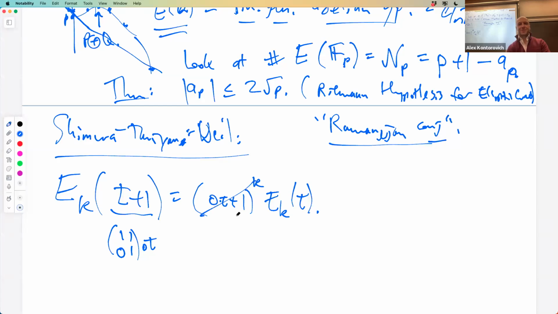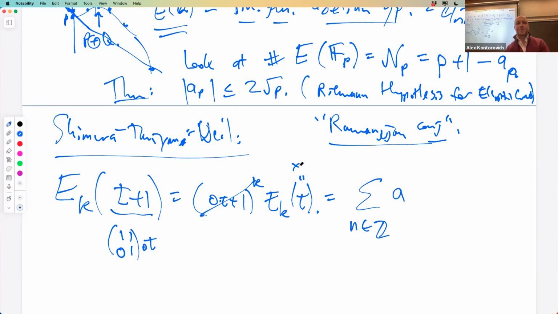So it's just 1. Okay. So E_k of tau plus 1 is E_k of tau. Tau is invariant under translation. But things that are invariant under translation have Fourier series. So this can be expressed as a sum over all integers of some coefficient.